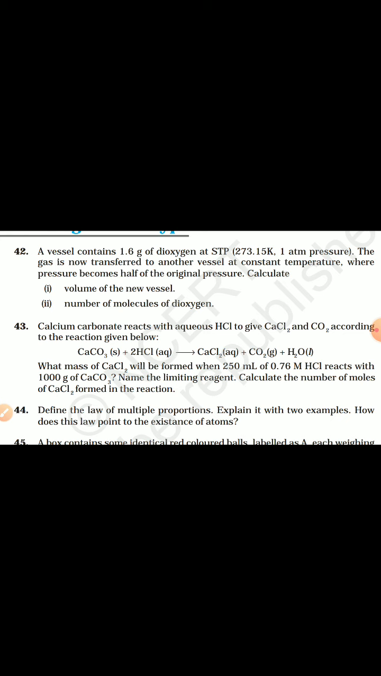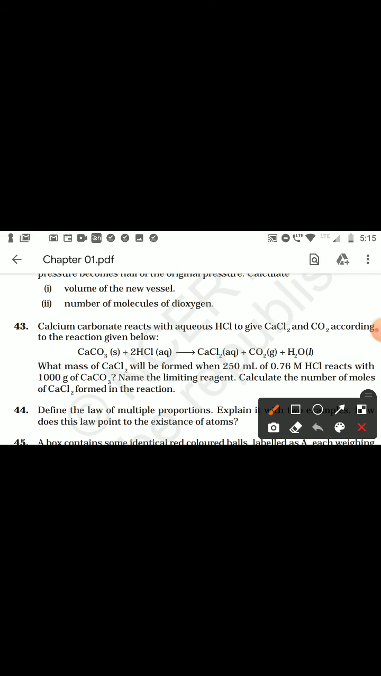And the second point, that is the number of molecules of dioxygen. The number of molecules of dioxygen is equal to 6.022 into 10 raised to power 23, multiplied by 1.6 and divided by 32. Why divided by 32? Because the molecular mass of O2 is equal to 32.